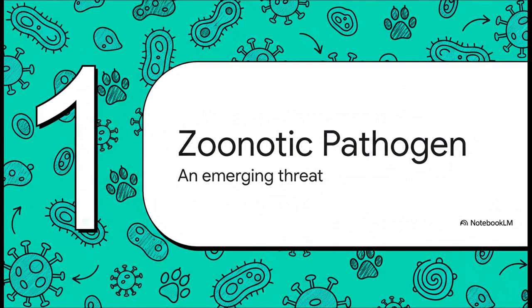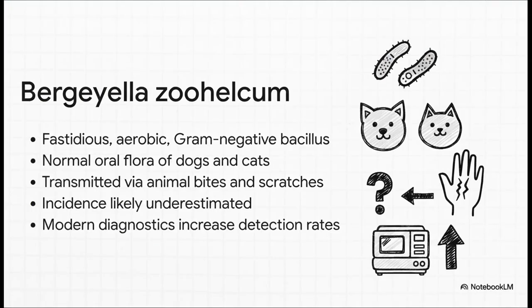Section 1, this emerging zoonotic pathogen. So what exactly is Bergeyella zoohelcum? Well, think of it as a normal resident in the mouths of dogs and cats. It's a fastidious, gram-negative rod that we're seeing pop up more and more. Now, is it a new superbug? Not really. The thing is, our diagnostic tech, like MALDI-TOF, has just gotten so much better that we're finally able to spot it. So its incidence is likely way underestimated.